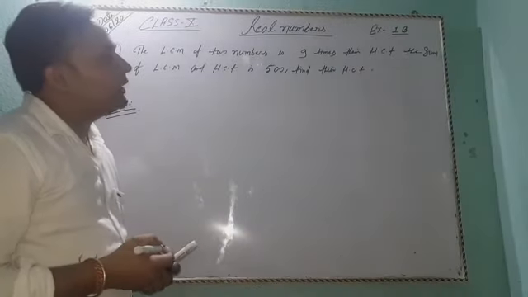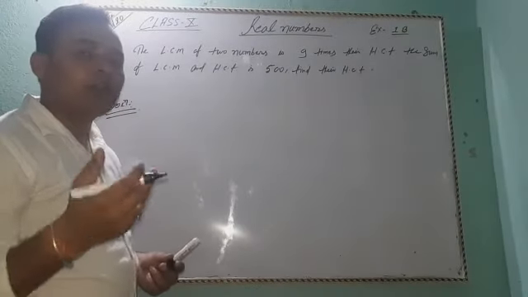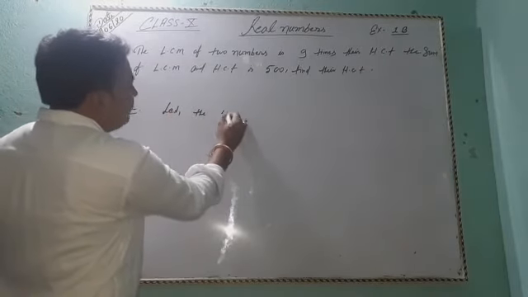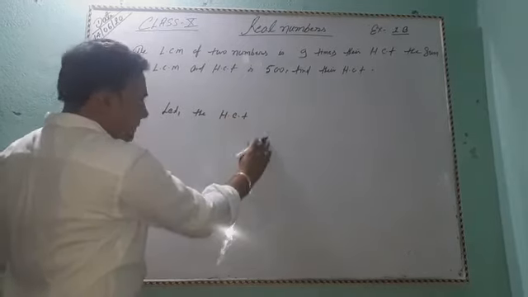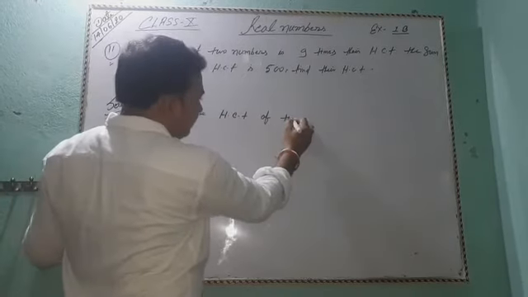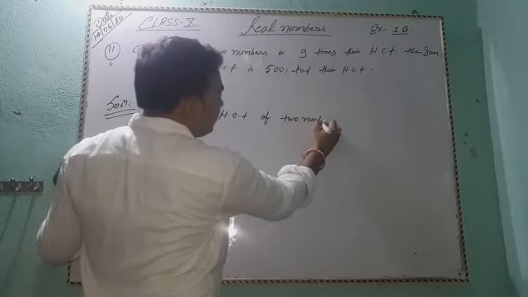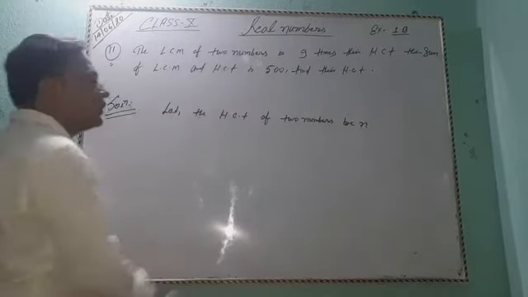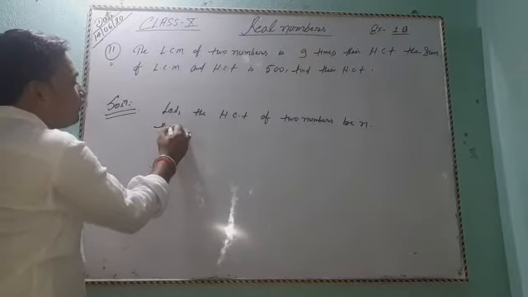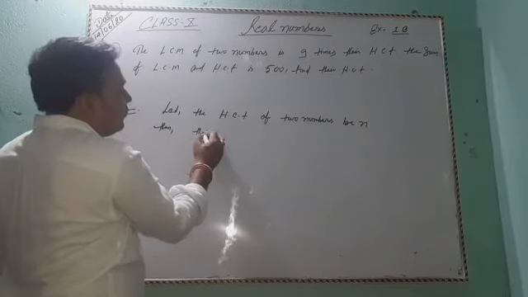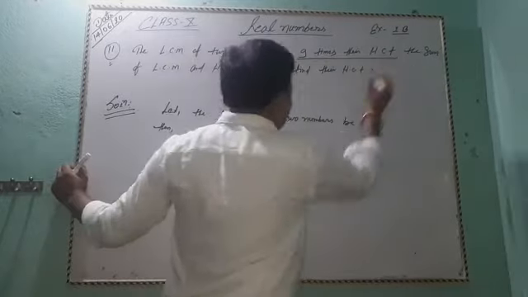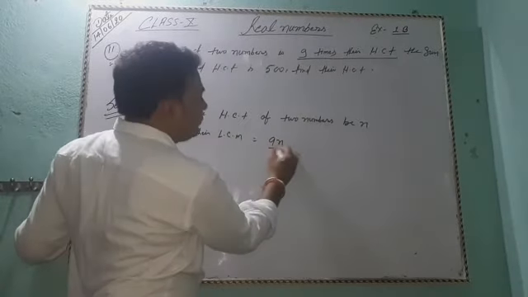LCM of two numbers is 9 times their HCF. So let the HCF of two numbers be x. Then their LCM is equal to 9 times their HCF, so 9x.